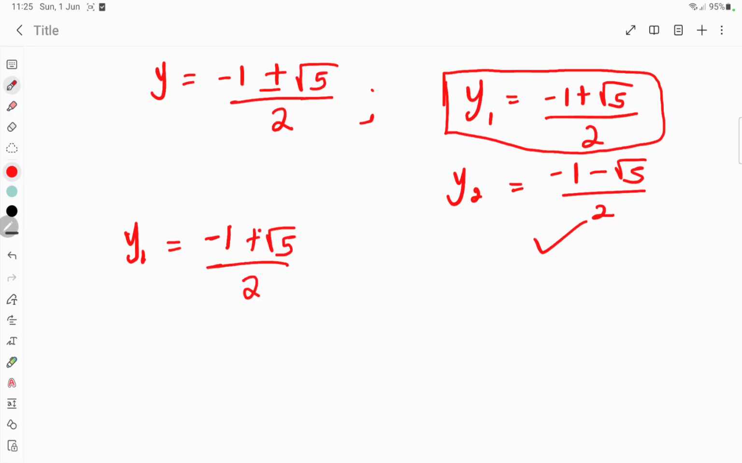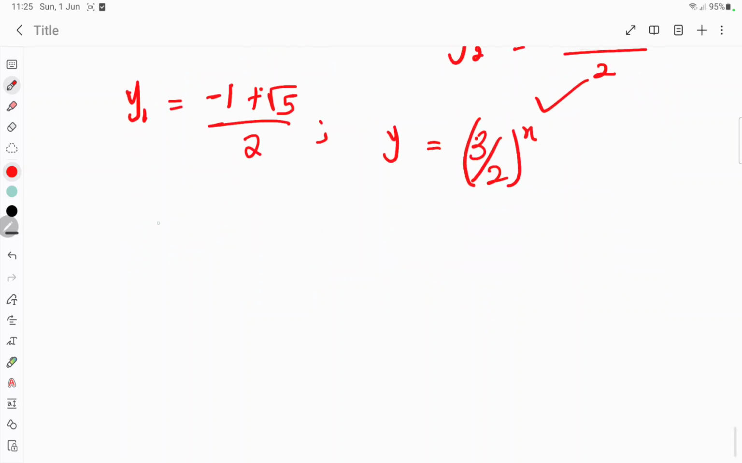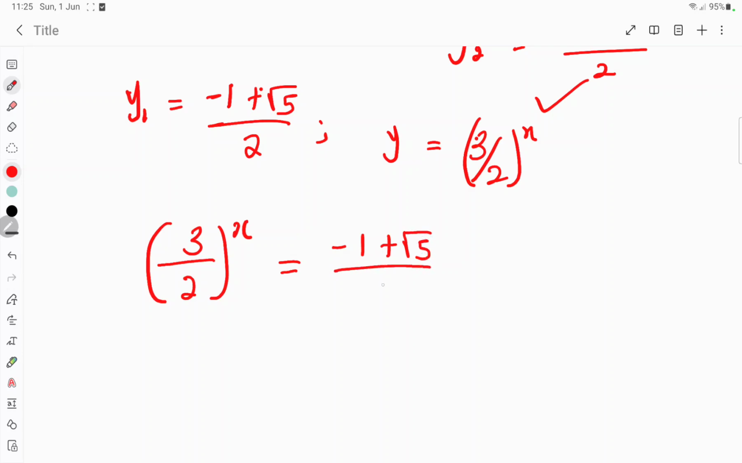Okay, so on getting this particular answer, we know that our y is actually 3 over 2 all raised to power x. So we equate the two. We have it that 3 over 2 raised to power x is now equal to minus 1 plus root 5 divided by 2. Good. On getting this now, all we have to do here is very, very simple. So at this point, we are going to take the log of both sides.